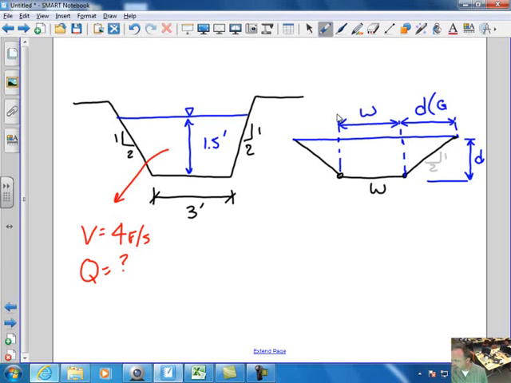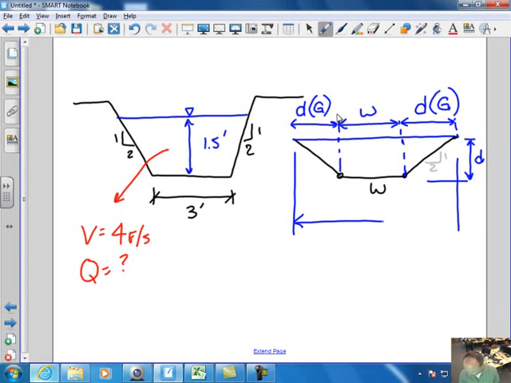times my grade. So if it's 2-to-1 slopes, let's use grade: D times my grade. And over here, we have D times my grade. So this overall distance from here to here is W plus 2D times my grade. Those are 3 to 1 grade, 2 to 1 grade, what have you.